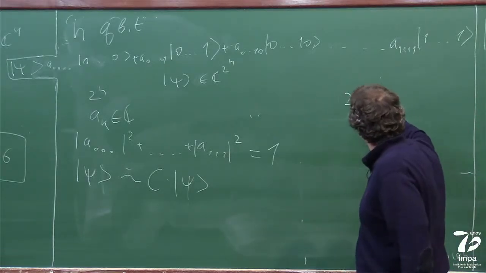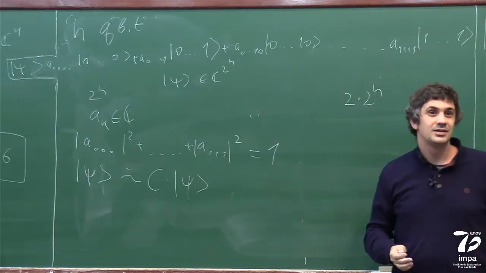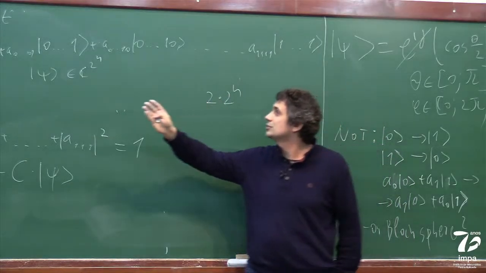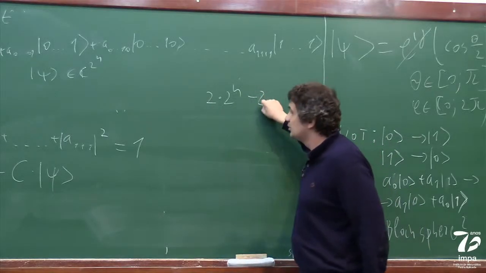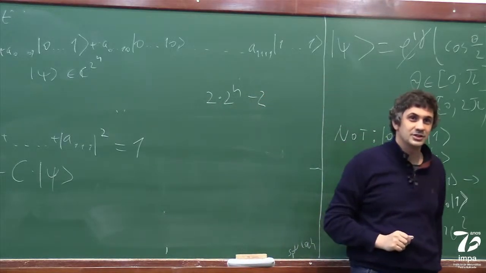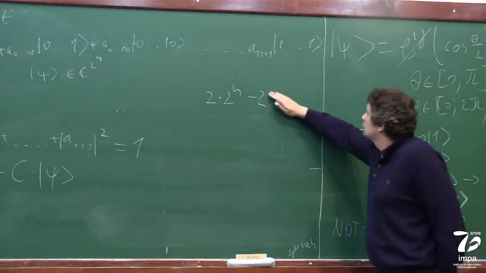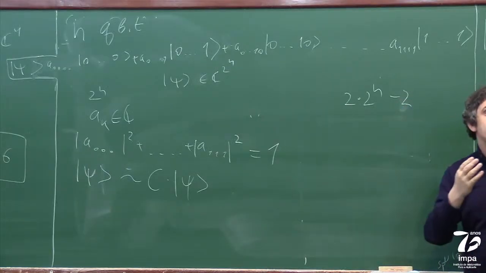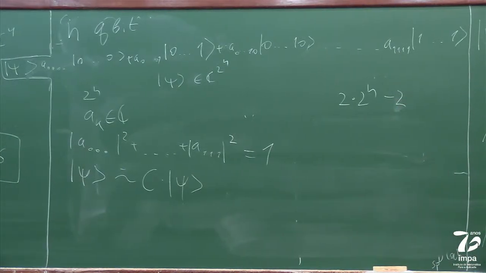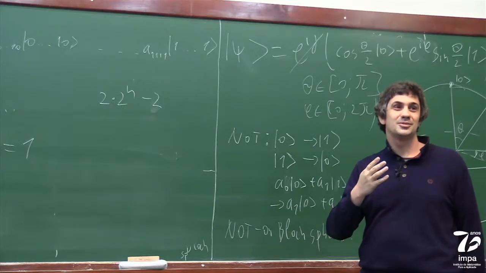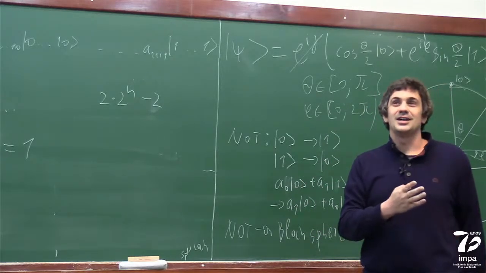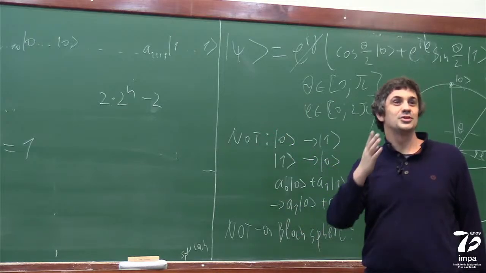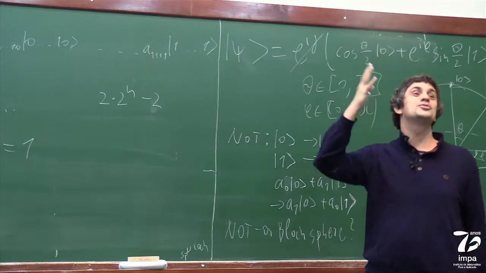Actually, 2 × 2^n, which is the number I need to represent these coefficients, minus 2, because I still have 2 conditions. This is exact. We will see that because we are using quantum computers instead of classical computers, we will have several benefits and several disadvantages. I call it blessings and curses. This is the first blessing.